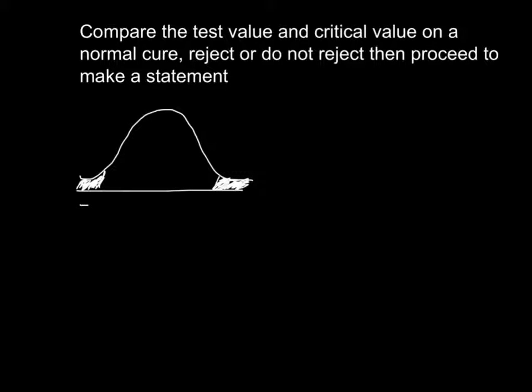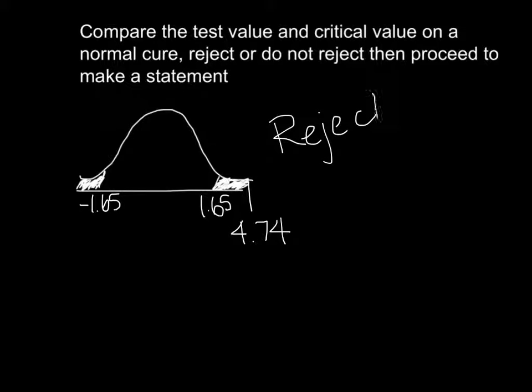So negative 1.65 and 1.65 are our critical values. Then we test the test value, which is 4.74. This value is in the shaded region, so we reject the null hypothesis.